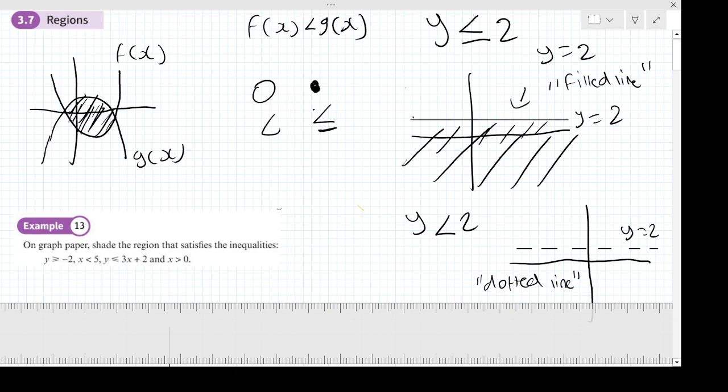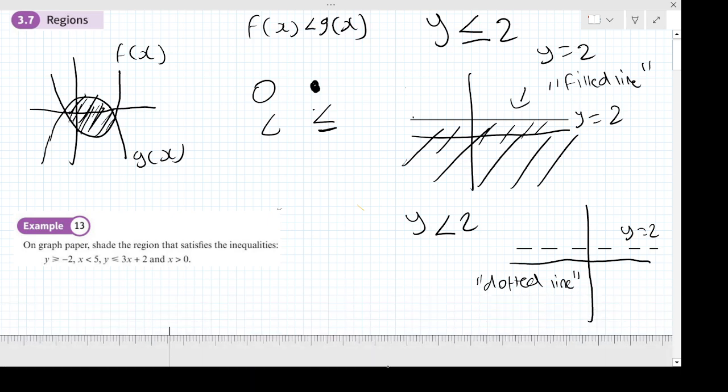We fill in the line if we want to include the number, so if it's an equal to as well, or if it's a strict inequality, strictly less than, or strictly greater than, vice versa, we do a dotted line. Okay, so that's what we need to pay attention to, but the region would be exactly the same. We'd still highlight the part underneath the line because it's less than. We want the values less than 2. We want it to be less than the line. So that's a very simple example, but that's what we're going to do.